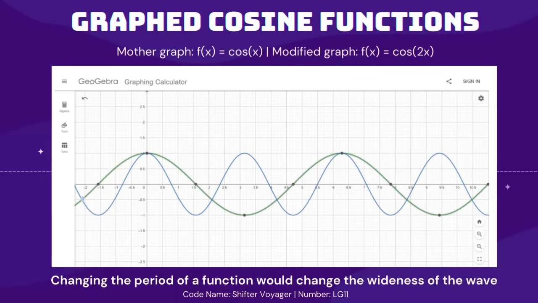See how changing the period changes the appearance? Looking at the graphs, we can see that the two are not matched. This is because changing the period of a function would change the wideness of the wave. If we increase the period, the wideness would lessen or make it compressed. If we decrease the period, the wideness would increase or make it stretch out.